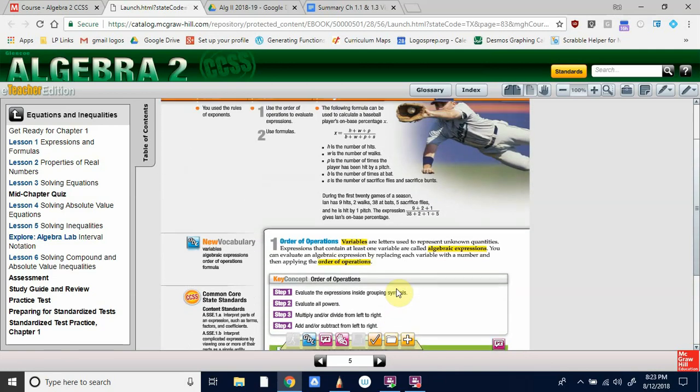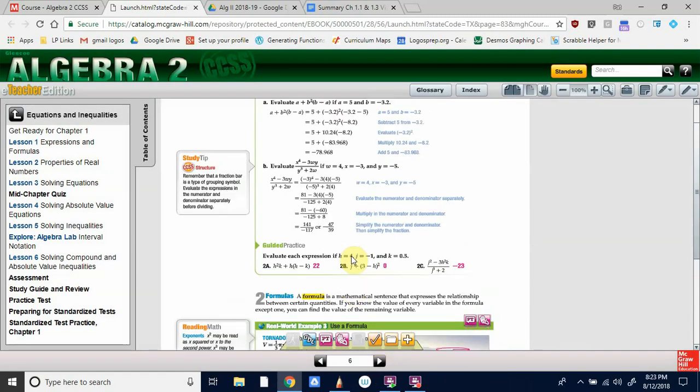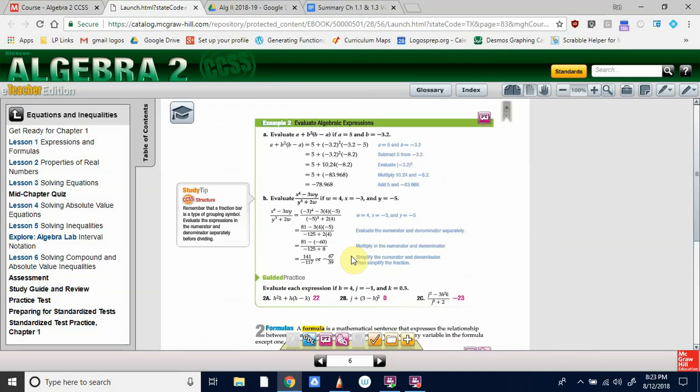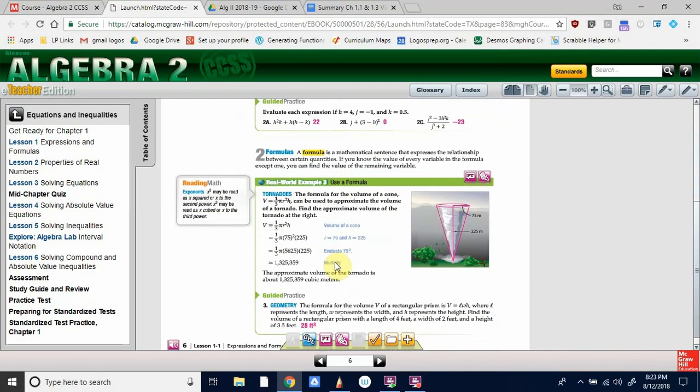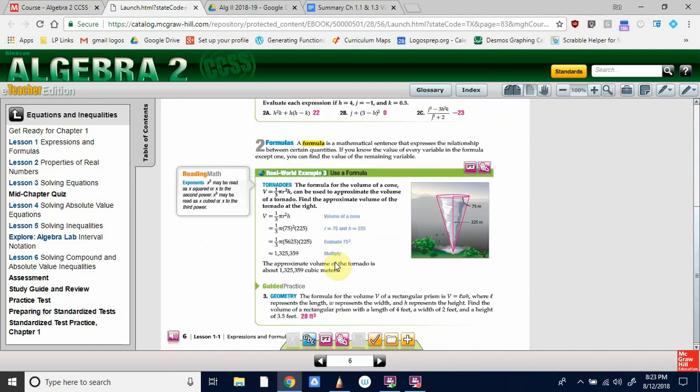So you need to pause this and try the guided practice 1A and 1B. Make sure you know how to do these. Okay? We go to the next page, and we've got example 2. A little bit more complicated if you look at 2B. So you go in and you plug in the values for the letters like they did right here, and then you use order of operations to simplify it. When you do it correctly, you end up with -47/39. Okay, so here again, you need to pause it and work the guided practice.